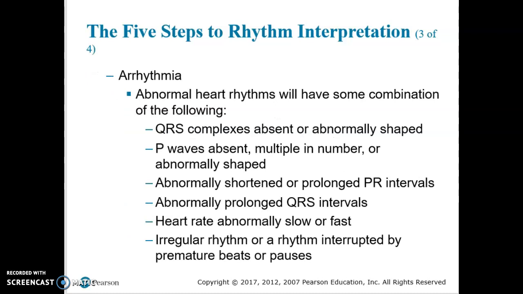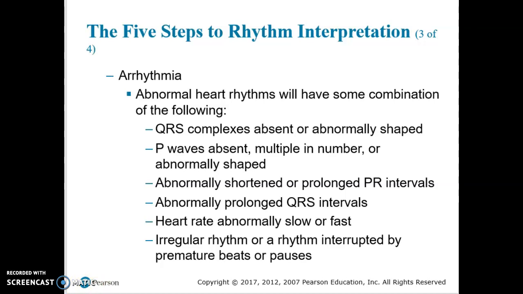We're going to talk about an arrhythmia now. This is the criteria that defines an arrhythmia. The abnormal heart rhythm will have a combination of some of the following. You may have absent or abnormally shaped QRS complexes. You may have P waves that are absent. They may be multiple in number. They may be abnormal in shape. Your PR interval could be prolonged. It could be long or it could be short. You could have a prolonged QRS interval. The heart rate may be slow or it may be fast. It may be irregular and interrupted by premature beats or pauses.